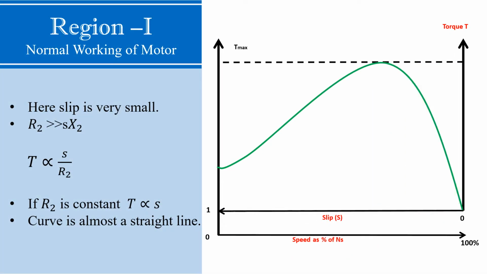Here you can see region 1, which is a normal working of a motor. Slip is very low, therefore rotor reactance is very low compared to rotor resistance. That's why we can neglect rotor reactance. Therefore torque is directly proportional to S upon R2. If we consider R2 as a constant, then torque is directly proportional to slip. Therefore the curve is almost a straight line here. As seen in the graph, you can see the region 1, that is stable operating region.